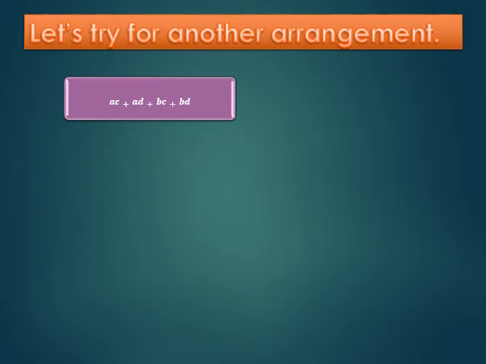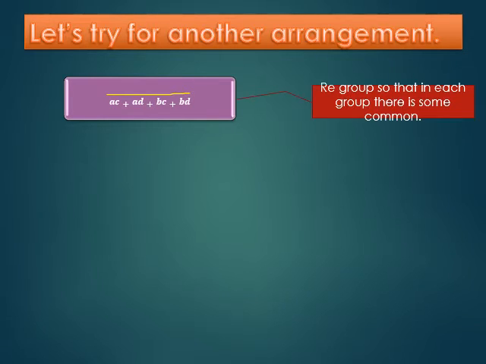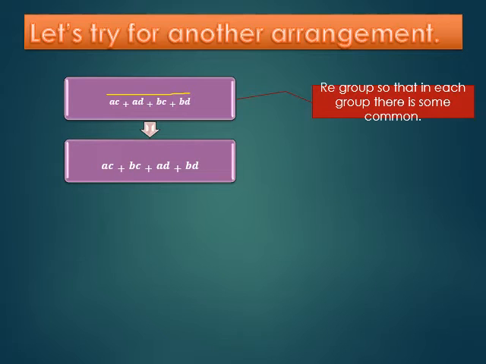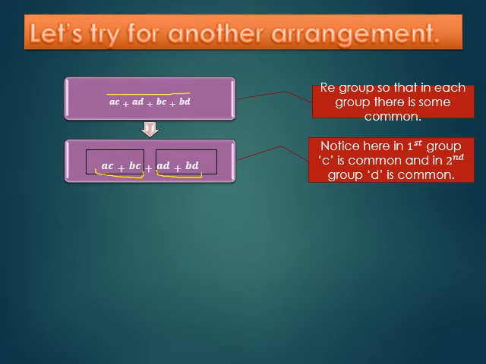Next, let's try another arrangement. Students, observe that this is your arrangement. It's up to your choice; you'll take it as you want. Again, we have 4 terms in one expression. Observe here, there is no common overall. But if we group it, with AC plus BC as the first group and AD plus BD as the second group, this grouping is different from the previous one.